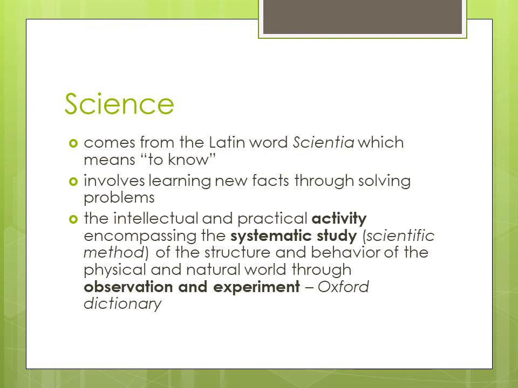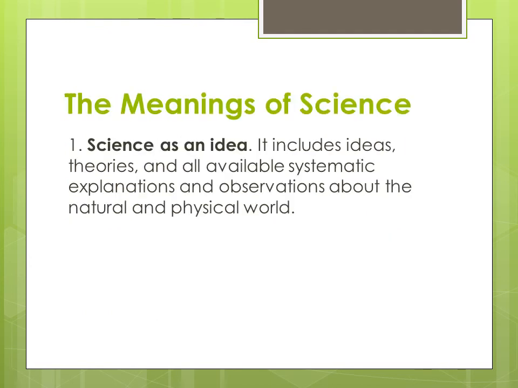Aside from this general meaning of science, there are also specific meanings of science. For example, the first one is science as an idea. This includes ideas, theories, and all available systematic explanations and observations about the natural and physical world. Say for example, if you slip, why do you fall?